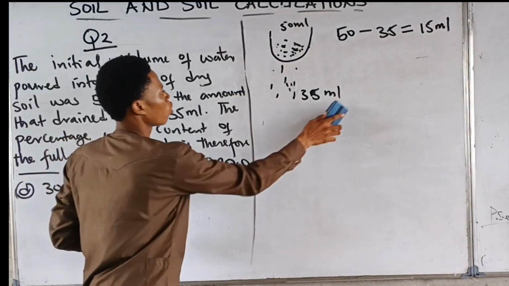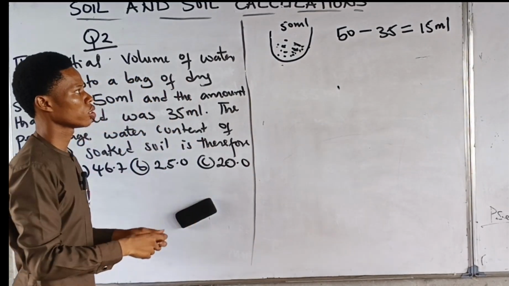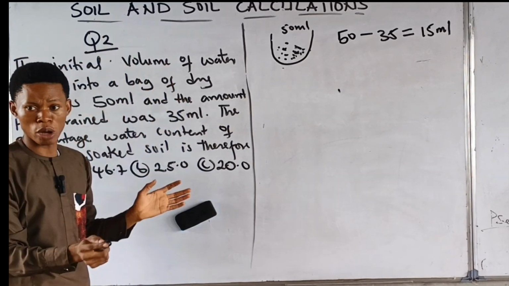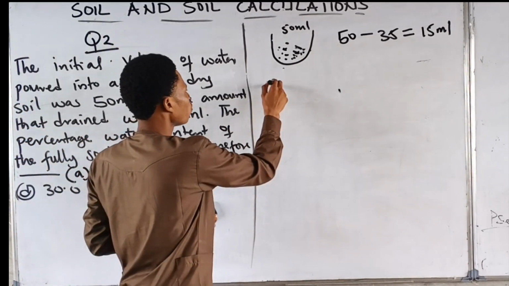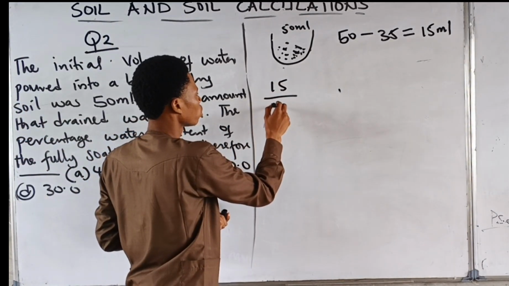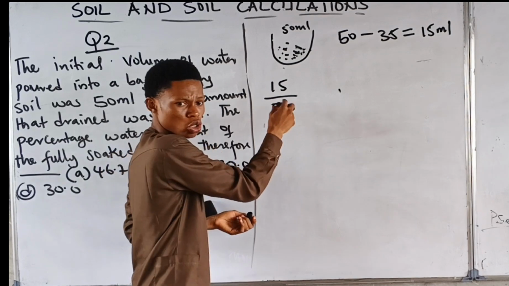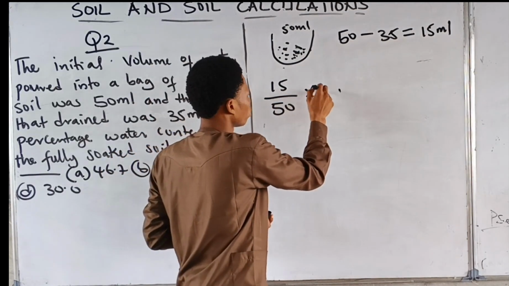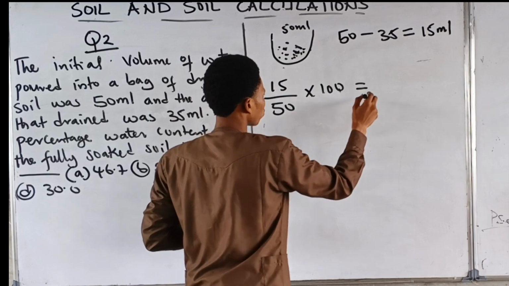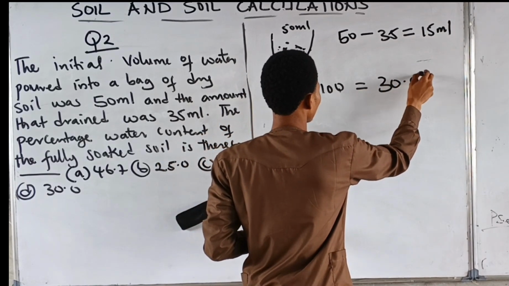Now they are asking us the percentage. When we're talking about the percentage, we are relating it to the total amount, right? So it will be what? 15 over what? Over 50. The amount of water we pour times what? 100. This will give us what? 30.0%.